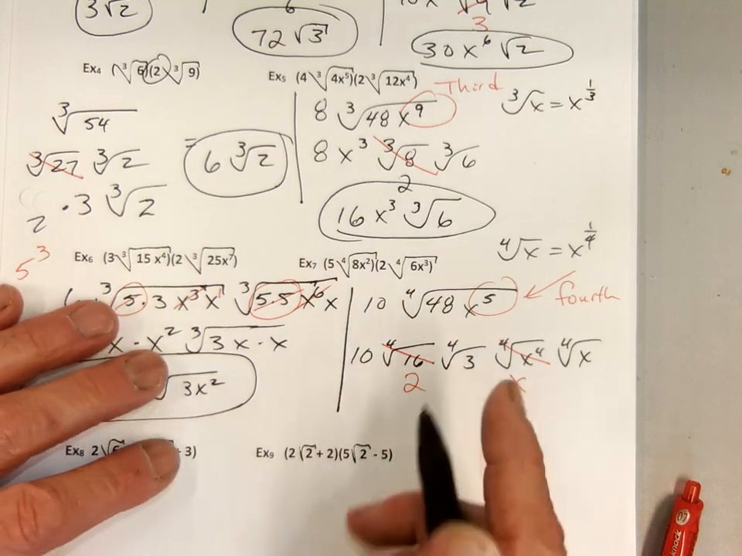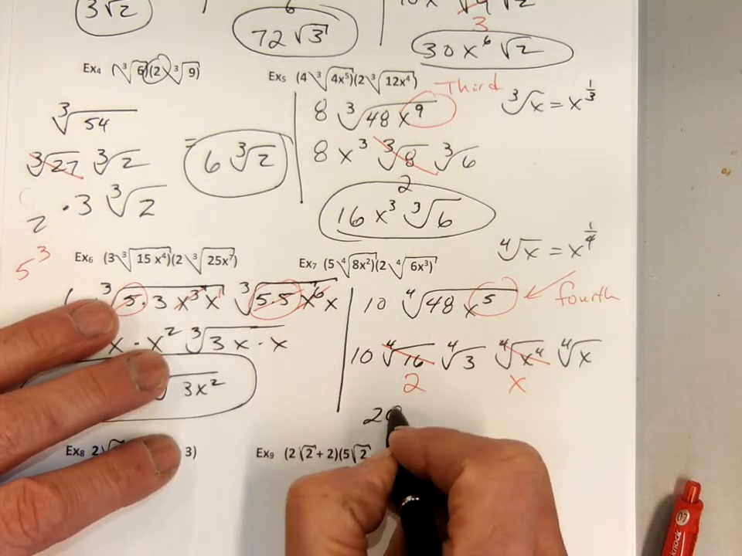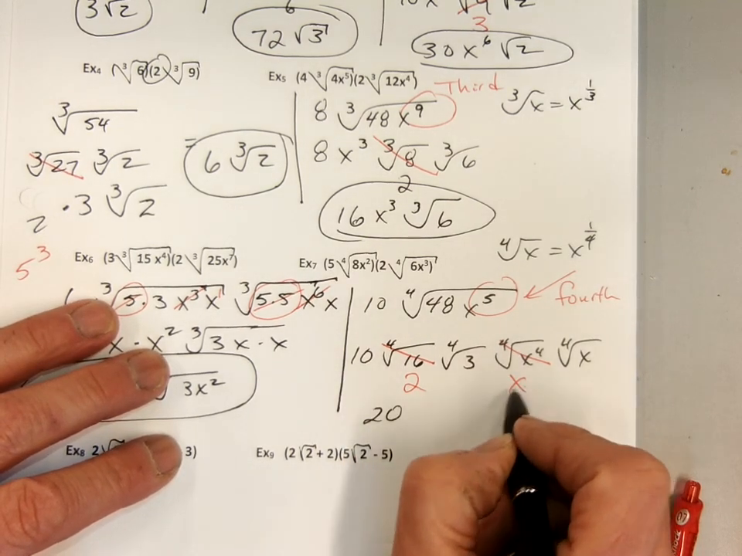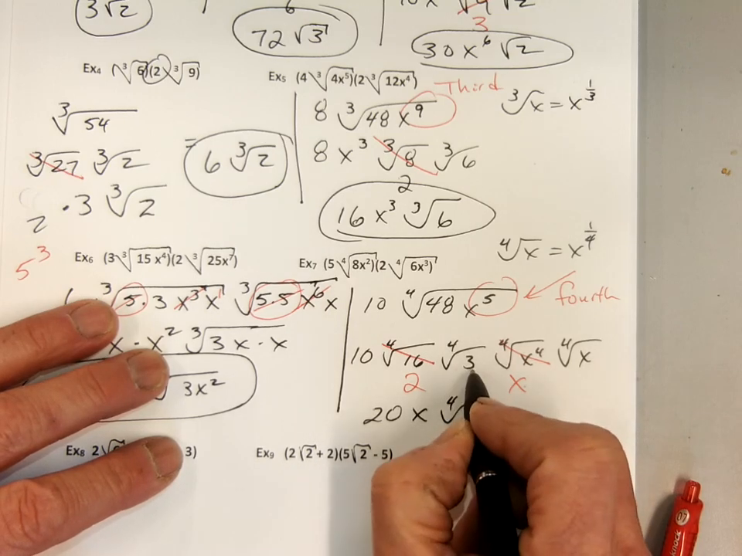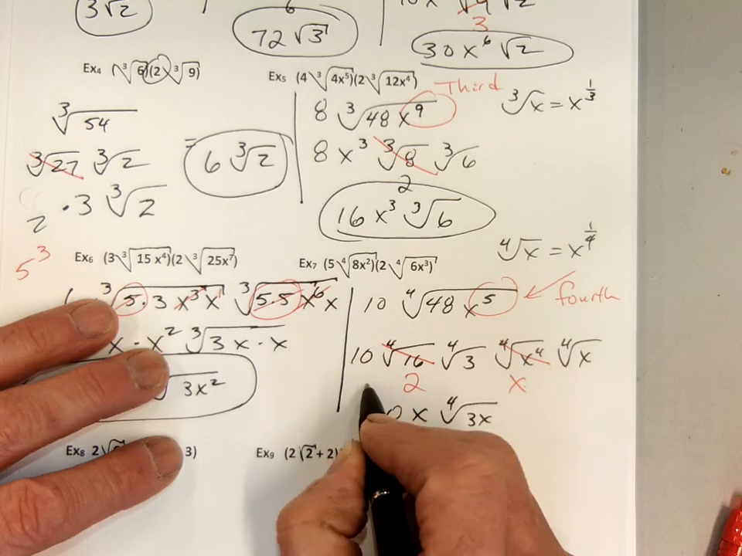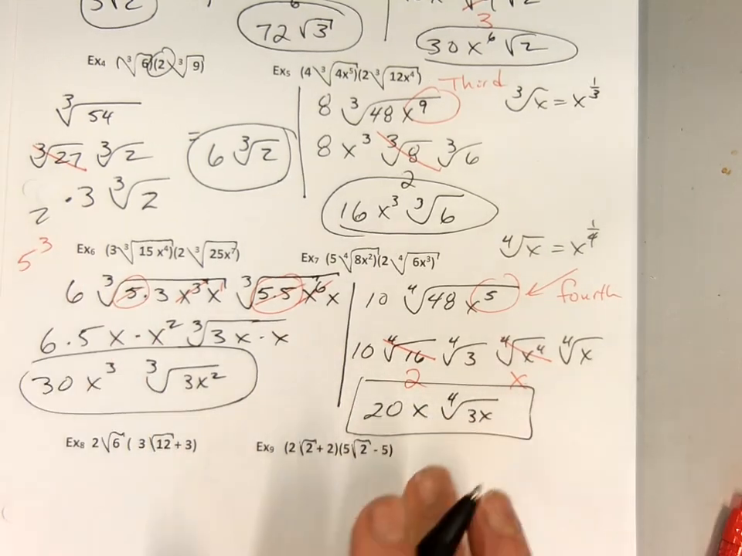So, multiply my whole numbers. I'll have a 20. I'll have an x. And then I'll have a fourth root of a 3 and an x. Okay, what do you think? Can you do this?